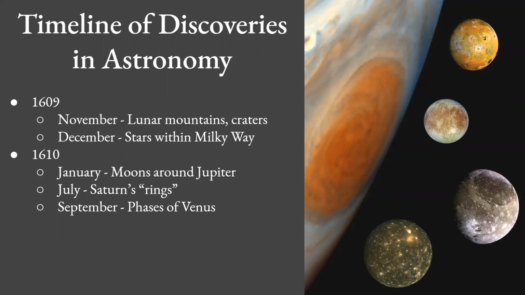The next year, he makes a big discovery that he's known for, discovering the 4 big moons around Jupiter. Sometimes they're referred to as the Galilean moons in honor of him. A couple months after that, he's actually discovering Saturn's rings.